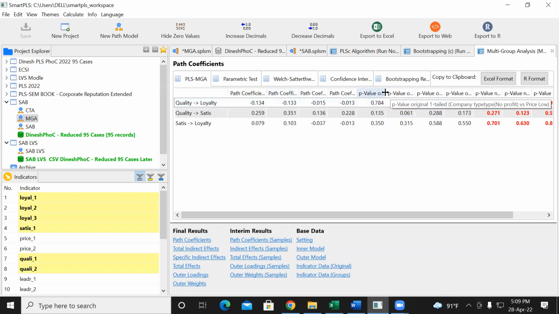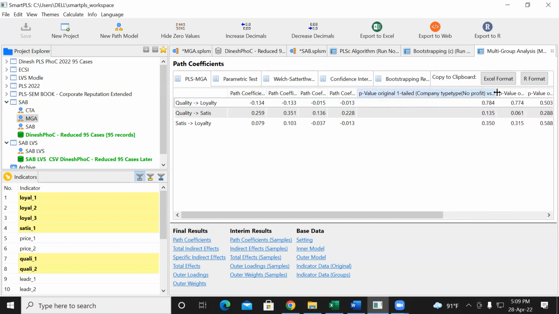Somewhere here you can see the p value for each difference. That is also another thing. Now they are looking at the path difference significance, not the path value significance. For this difference, whether it is significant or not, the p value is there. It should be less than 0.05 for you to say that there is a significant difference between the path values of profit-oriented and not-for-profit-oriented organizations.